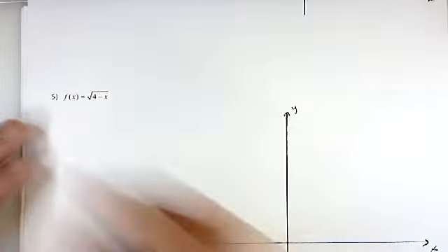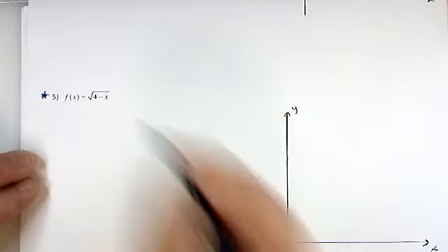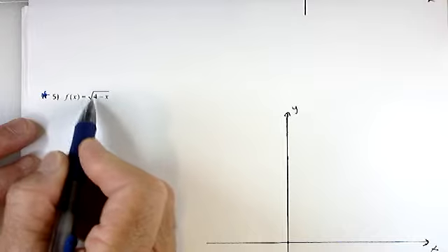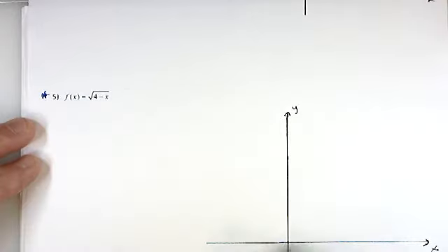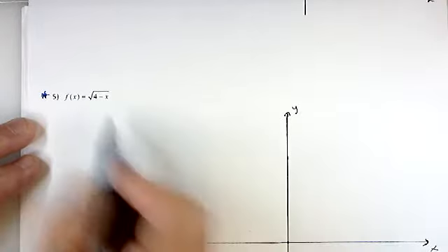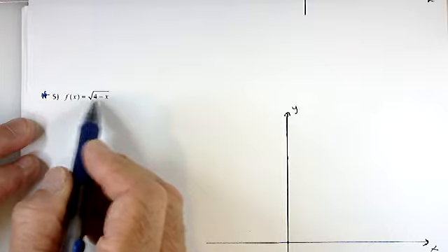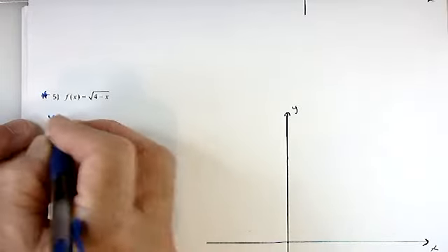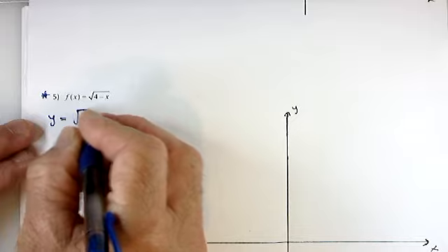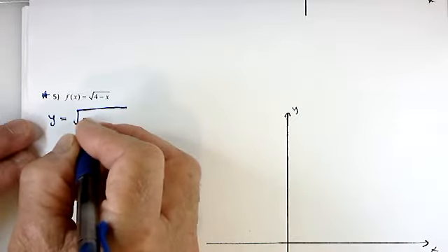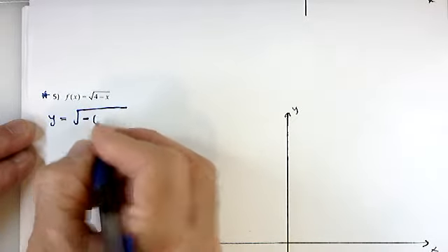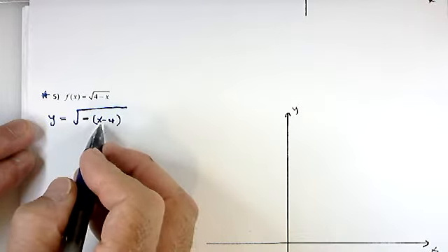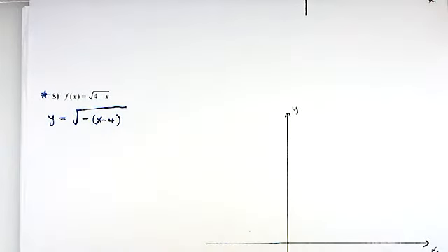This last one is a little bit tricky. If this had been the square root of x minus 4, that would simply be just a horizontal shift 4 units to the right. But it's backwards, right? It's 4 minus x, not x minus 4. When this happens, you want to think about it this way. If I factored out a negative from 4 minus x, that's going to become negative parentheses x minus 4.